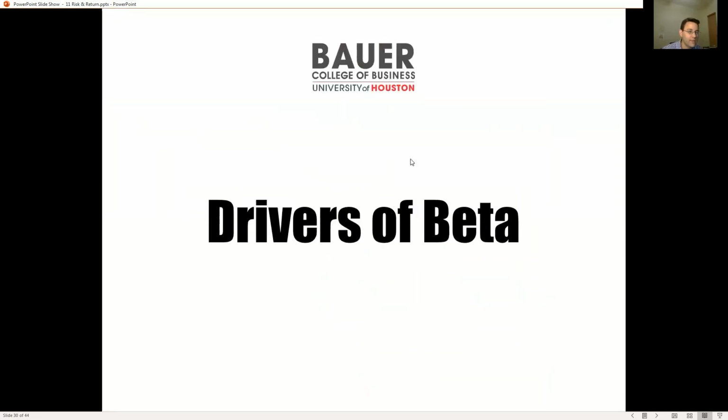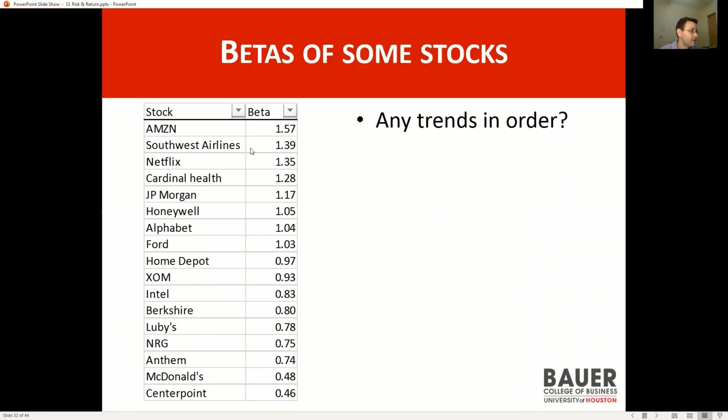Now I want to think about the fundamental drivers of beta. We just saw 3 examples, 3 stocks that had very different betas. Here's a bunch more stocks. Amazon's at the very top. Then Southwest has a beta of 1.39. I estimated for the same sample the beta for all of these stocks. We go down to CenterPoint at the very bottom. McDonald's is about 0.48. Anthem is 0.74. The question is, what are some trends here? Do you see anything off the top of your head? And what can that tell us about the fundamentals of these businesses?